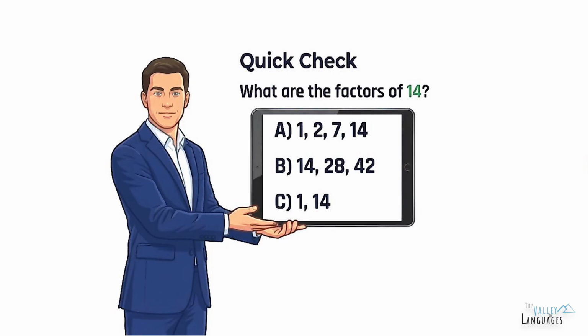So the crucial point is making sure we can actually spot the right answers when we're tested on this. Let's do one final quick check. What are the factors of 14? Look closely at those options. Option C is incomplete. Option B lists numbers that are larger than 14, which completely breaks our rule. Therefore, it has to be option A, 1, 2, 7, and 14.